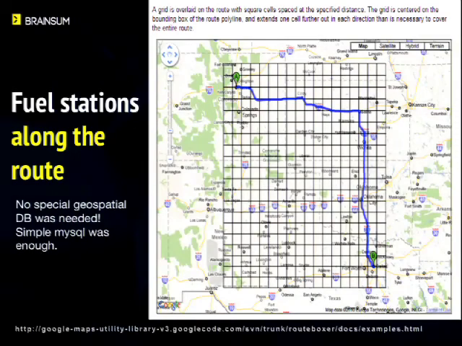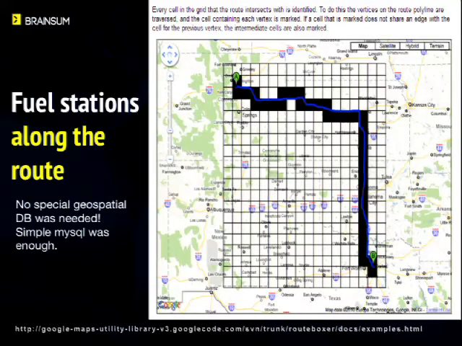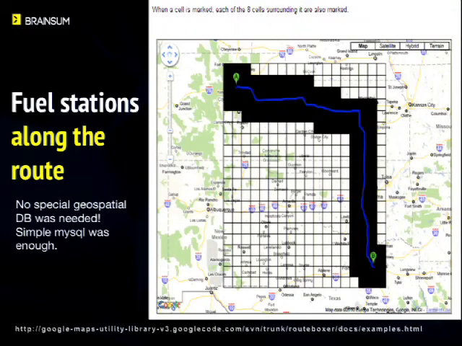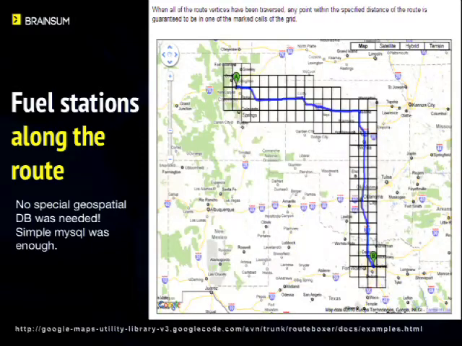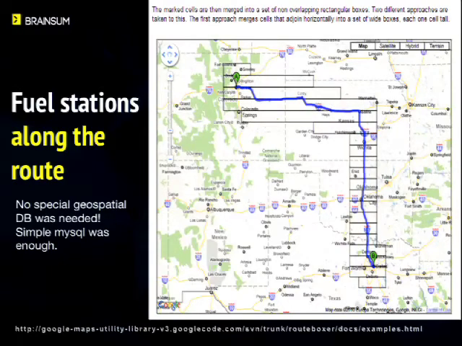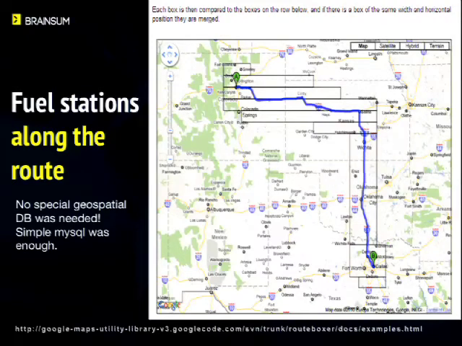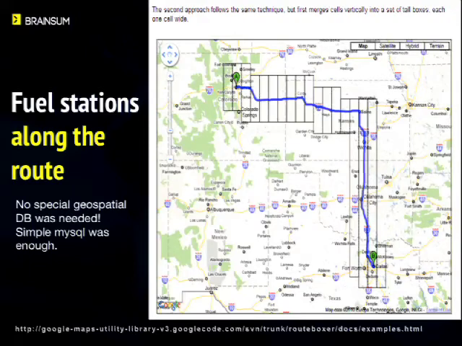Now let's see an interesting problem and a solution for it. This is how the stations along the route feature works. I was a little bit scared about this feature because I thought that we would have to implement some kind of geospatial database and complex queries, and that would be a performance killer, to run a query for each track point of a route.